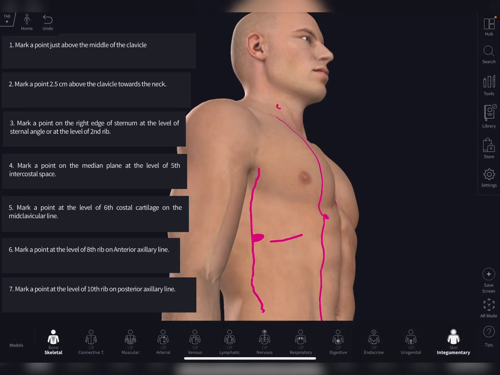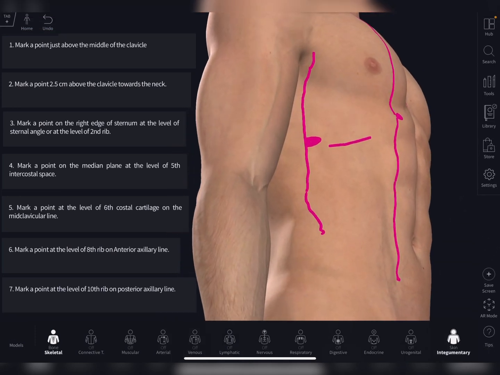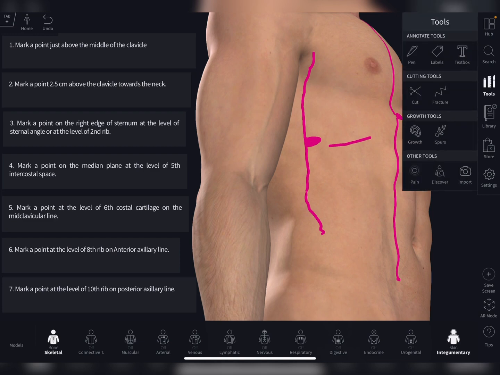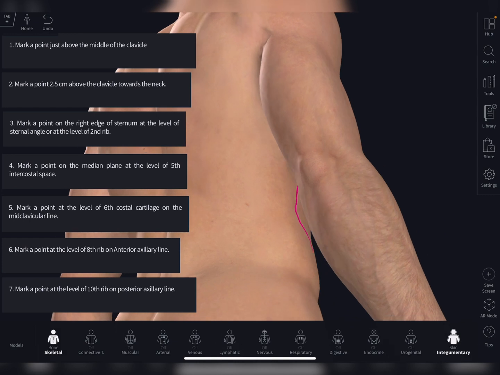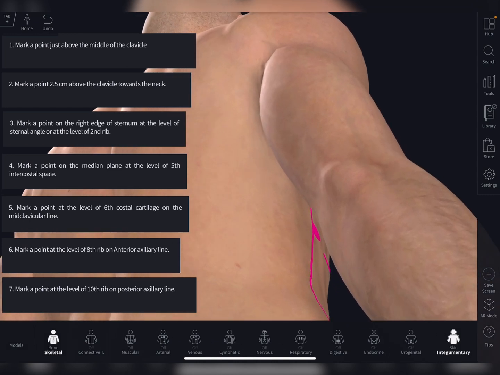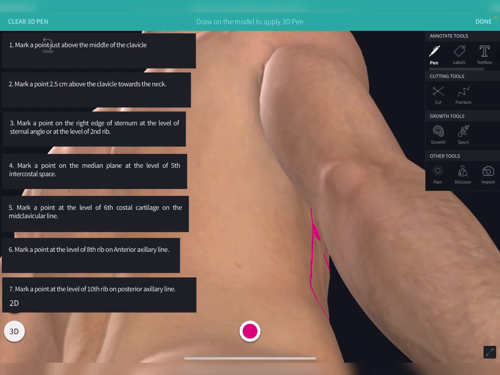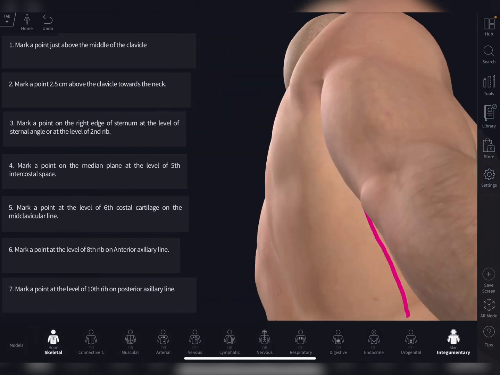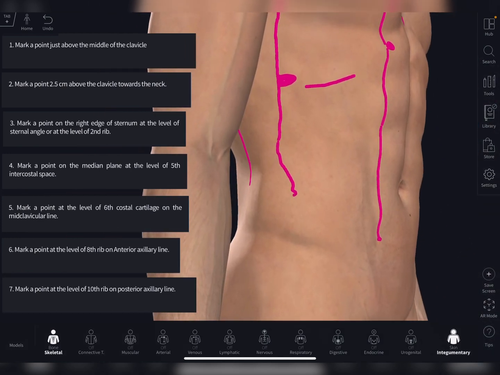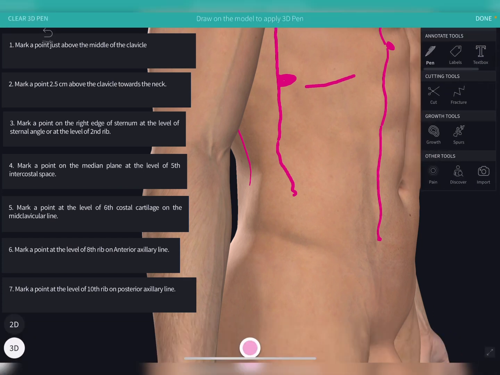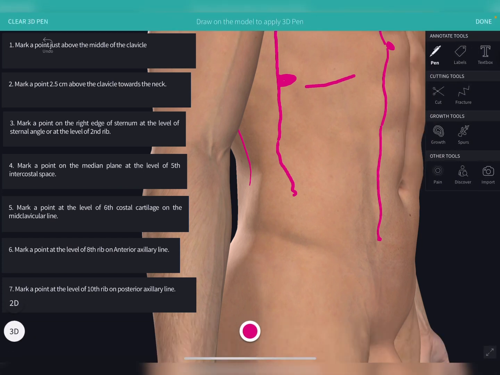And the last one will be a little bit more onto the posterior side, onto the posterior axillary line. If you want to know where this posterior axillary line lies, this will be the axillary fold, so this will be your posterior axillary line. We have to mark the point at the level of the 10th rib. So here the point will lie somewhere around here.